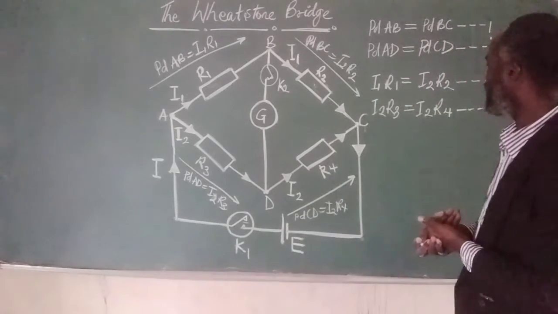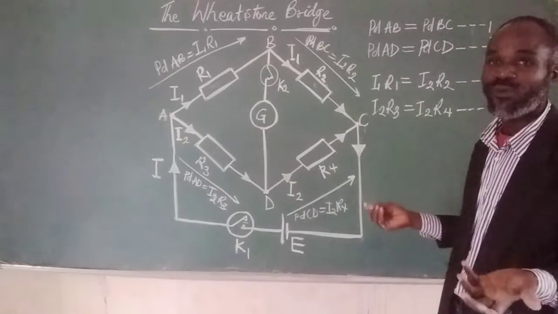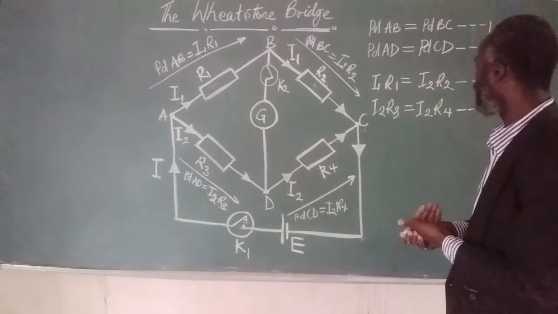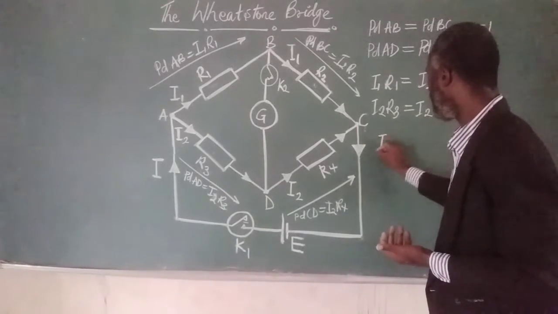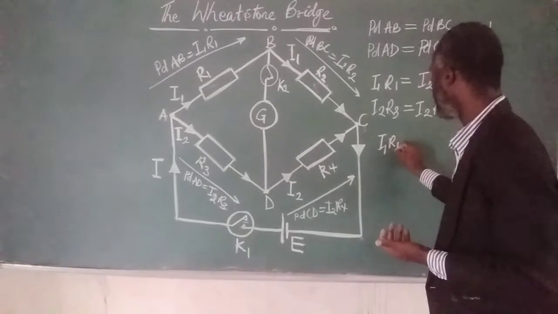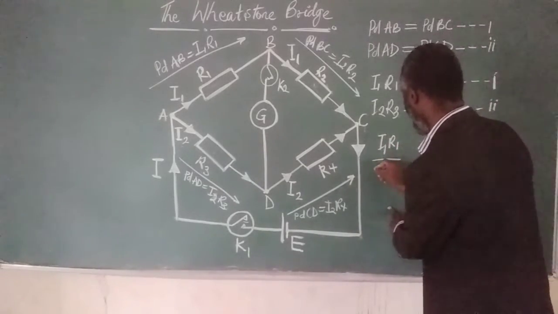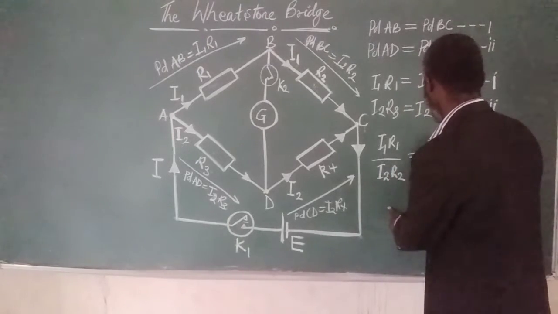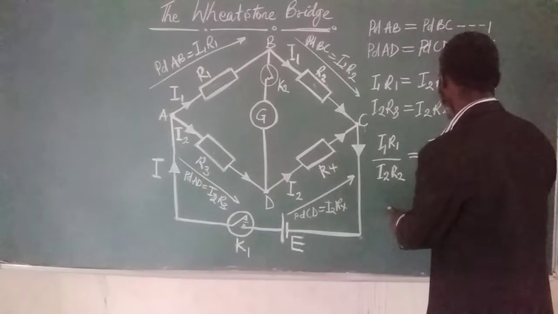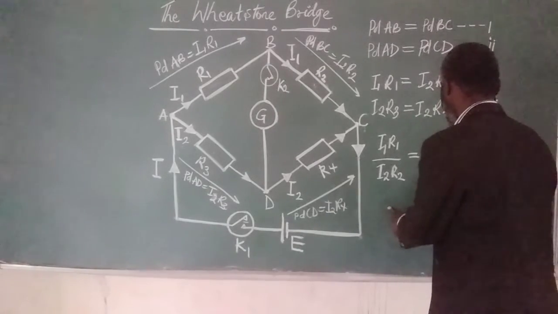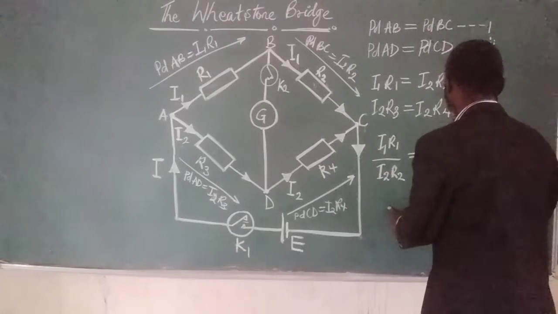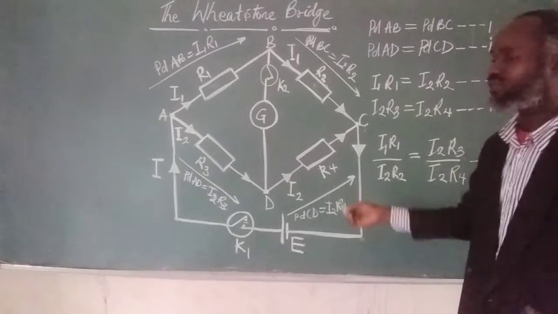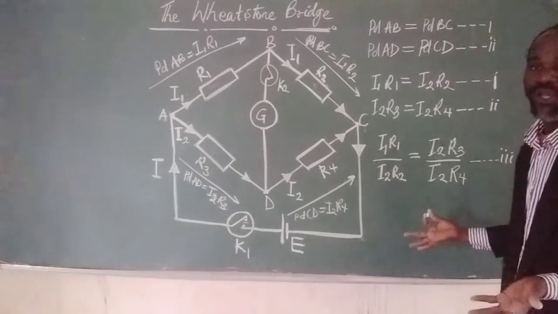So having done this, the next thing we need to do is to divide through with equation 1. By the time we divide through with equation 1, we have I1 R1 all over I2 R2 is equal to I2 R3 over I2 R4. We call this equation number 3, all right? That gives us a clear representation of what we're looking for.